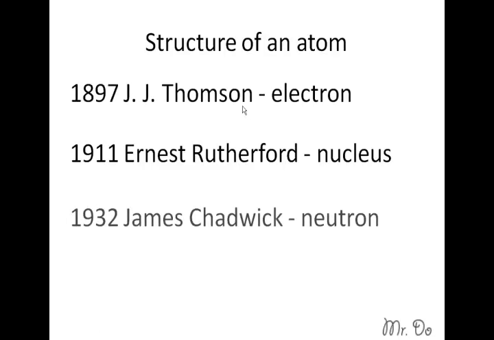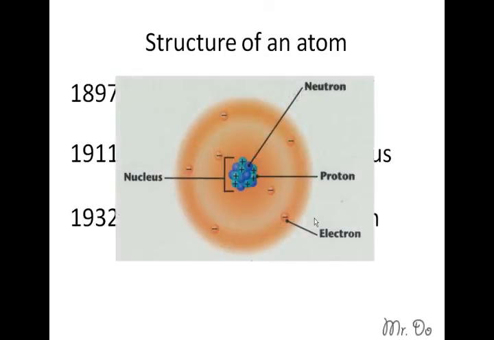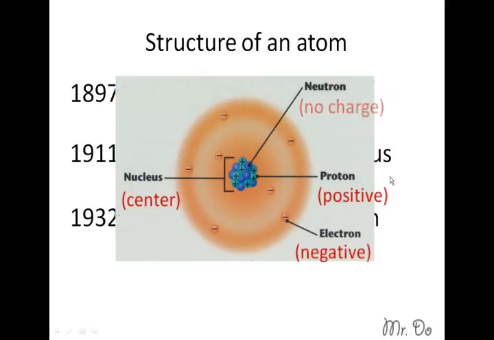Other scientists along the way discovered, like Thomson, the electron, and Chadwick, the neutron. So the structure of the atom: the nucleus is in the center, protons are positive, electrons are negative, and neutrons have no charge.